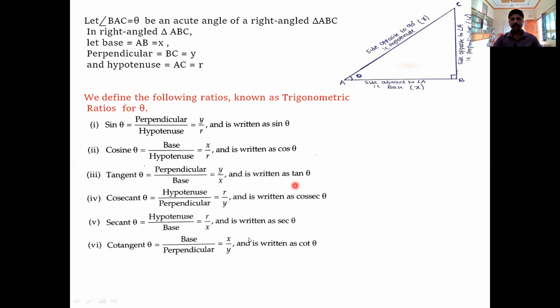tan theta, like that. Okay, the last trigonometric ratio is cotangent theta, which is equal to base divided by perpendicular, x divided by y, and it is written as cot theta. It is the reciprocal of tan theta. Understood?